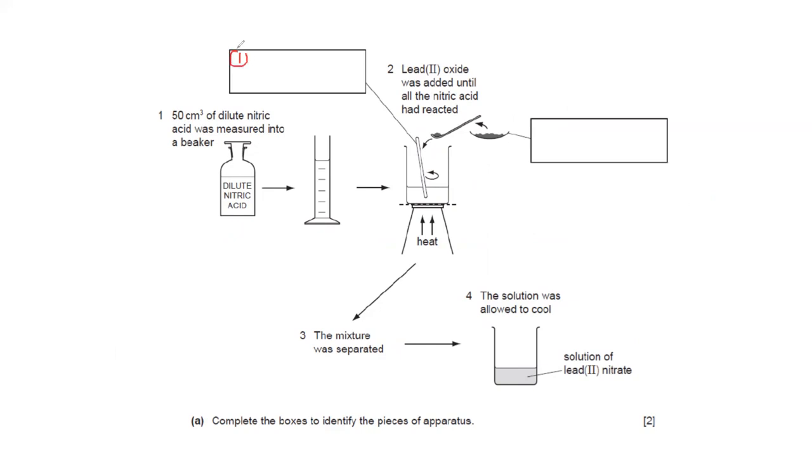What about number 1? Stirring rod or a glass rod? And what about the second one? Is it a watch glass? It's a stirring rod. So it's a watch glass because evaporating dish is a bit deeper. That's right.